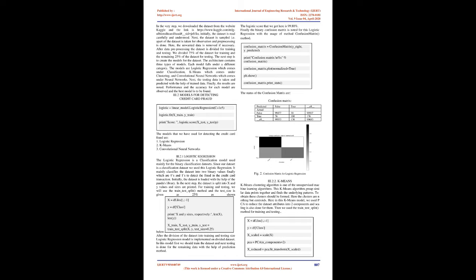The next step is to create the models for the dataset. The architecture contains 3 types of models. Each model falls under a different category. The models are logistic regression, which comes under classification, k-means, which comes under clustering, and convolutional neural networks, which comes under neural networks. Next, the testing data is taken and predicted with the help of trained data. Finally, the results are noted.